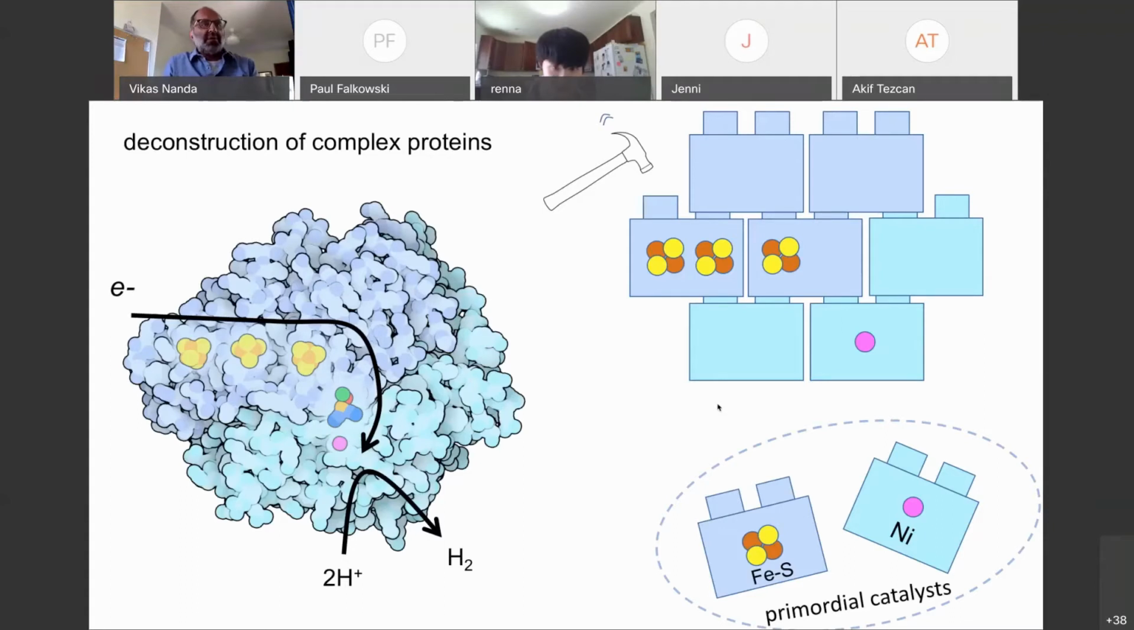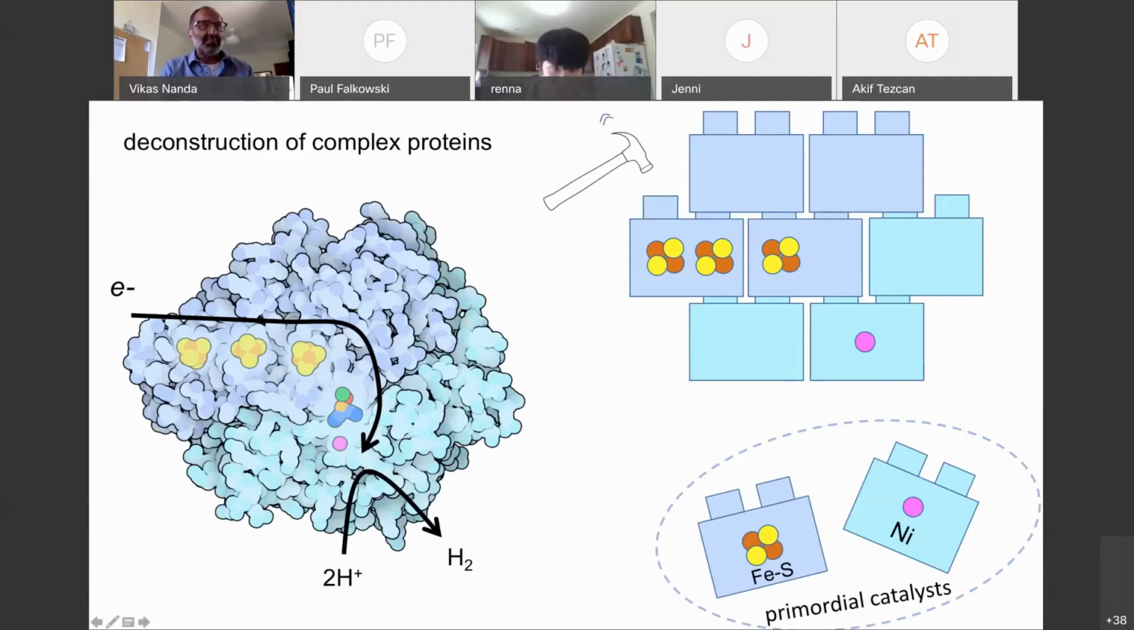I'm going to describe to you the approach that we took and then show you some of the insights that we've gotten into protein evolution from using this approach. So here we're looking at an enzyme called hydrogenase. Hydrogenase is an oxidoreductase, as Paul described. It couples electron transfer with some catalytic activity. And in this case, it takes 2 electrons and 2 protons, and it makes hydrogen gas. So it's effectively reducing protons and making molecular hydrogen.